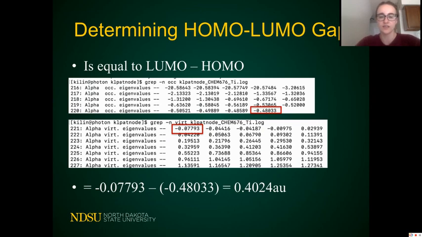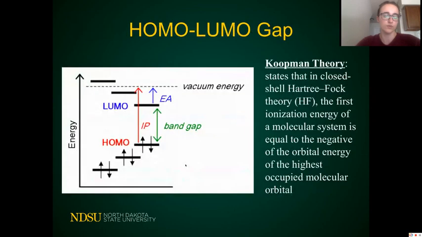I'd like to take one second on the next slide to talk about just the HOMO-LUMO values in general. And this is just coming from Koopmans' theory, which states that in a closed shell, the Hartree-Fock theory, the first ionization energy of a molecular system is equal to the negative of the orbital energy of the highest occupied molecular orbital. I just have a nice image to kind of clarify what that looks like. And then in that green, that band gap is the value that we just calculated.